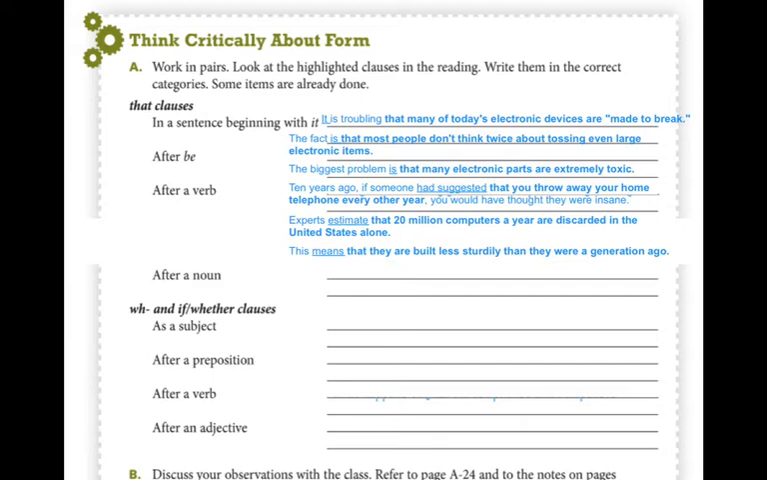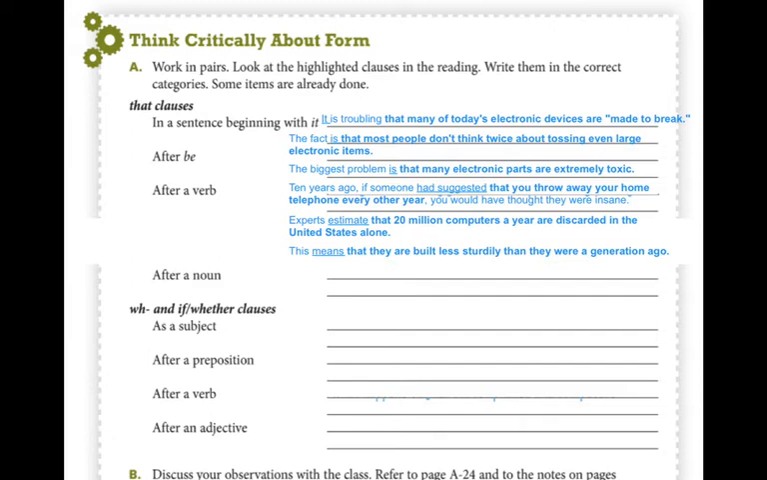Main clause, this means. Subject this. Verb means. Means is a transitive verb. It must be followed by an object. An object could be a noun, pronoun, noun clause. Here we have a noun clause. That they are built less sturdily than they were a generation ago. So we have subject they, verb are built. This is a passive voice verb in the simple present tense.